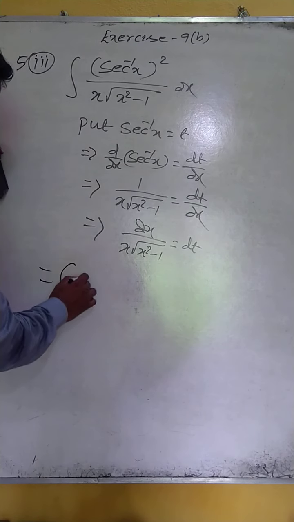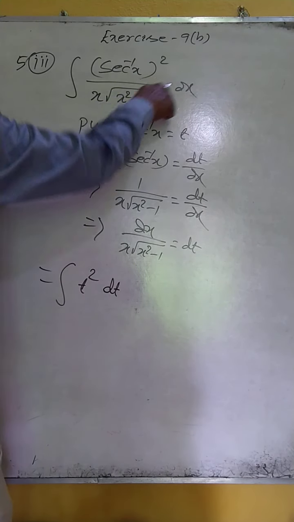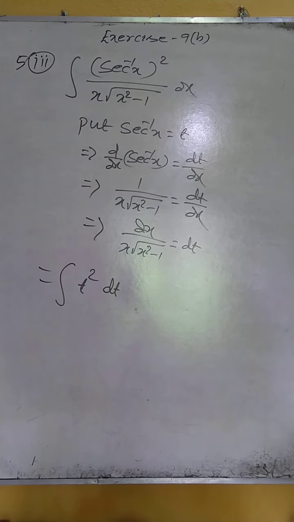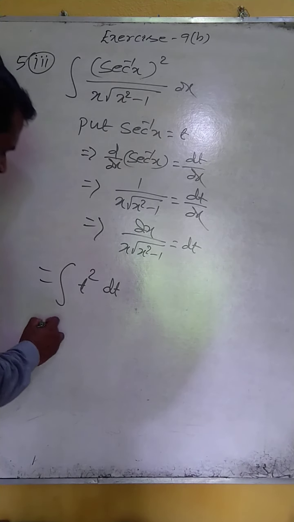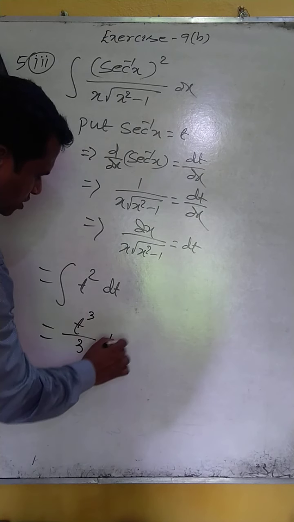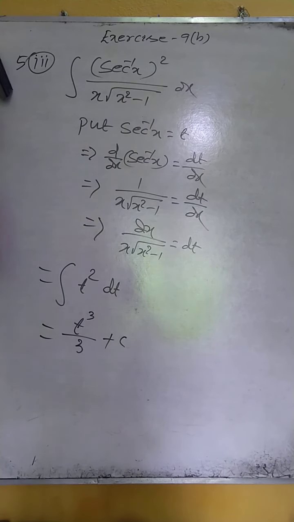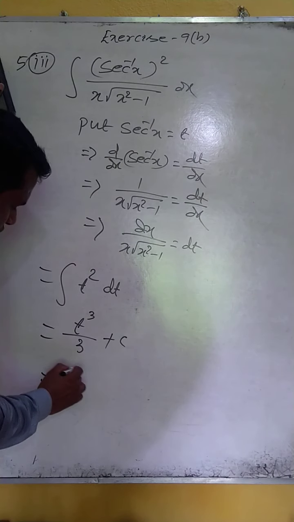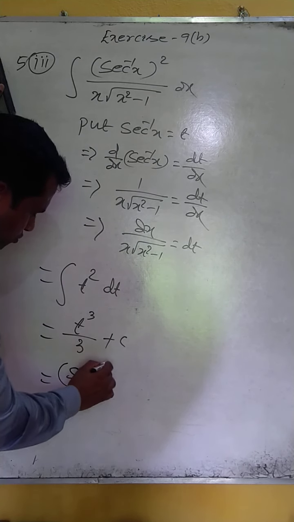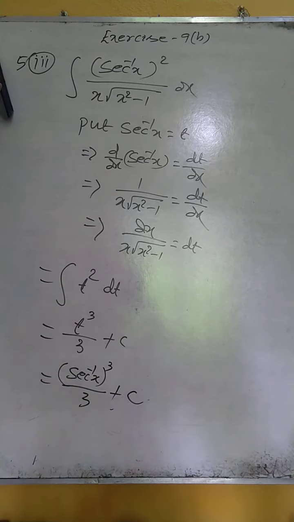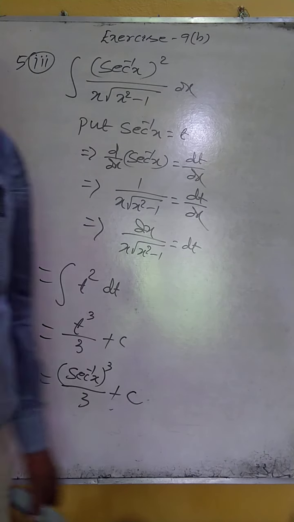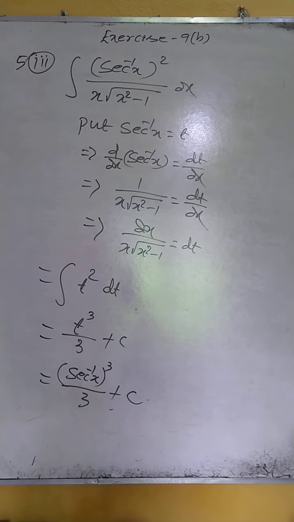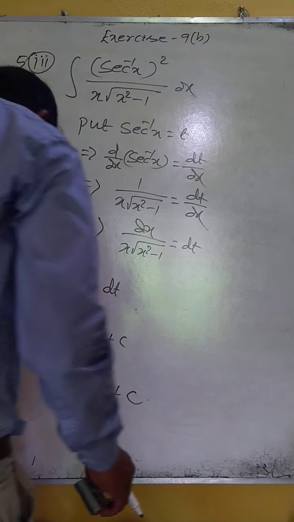So the integral becomes integral t square dt. In place of dx by x root over x square minus 1, we put dt. In place of sec inverse x, we put t. So we get t square dt, that equals t cube by 3 plus c, t to the power 2 plus 1 by 2 plus 1. Okay, that equals sec inverse x whole cube by 3 plus c. Next we discuss another problem.